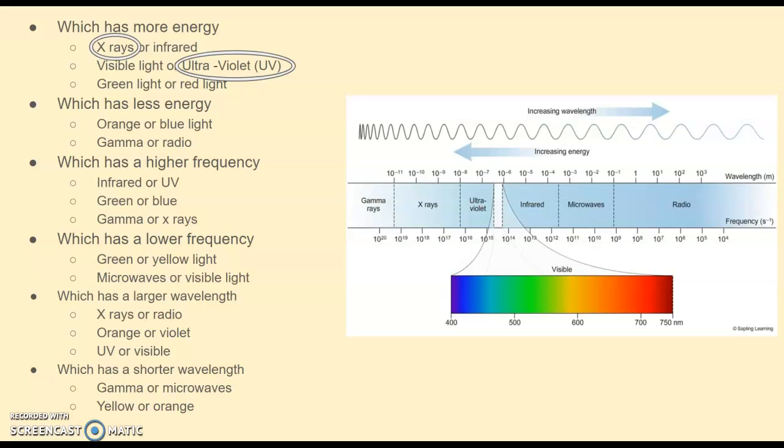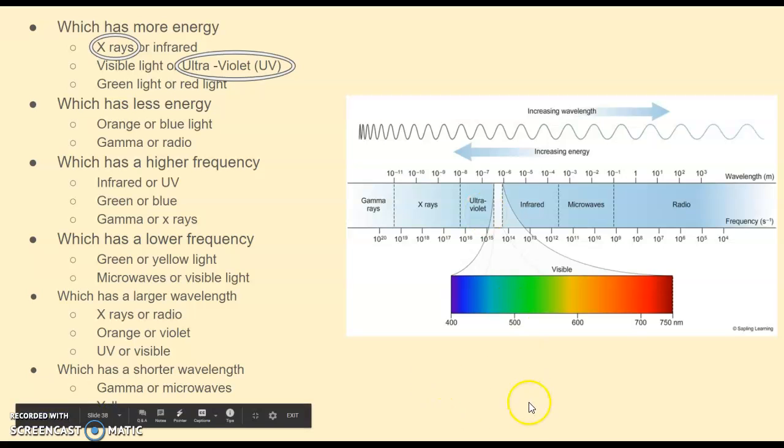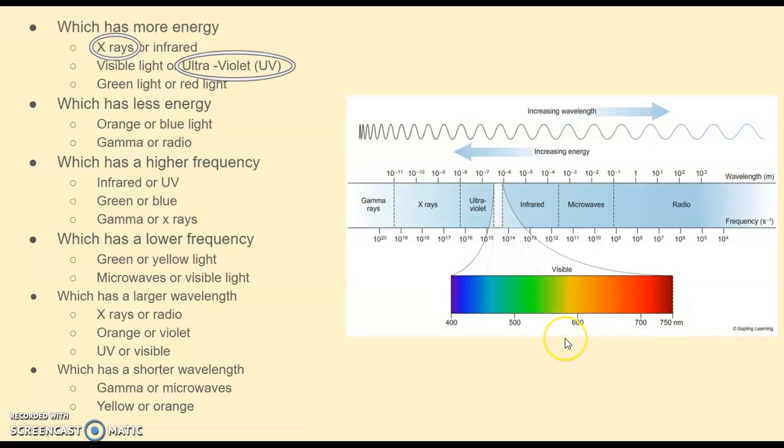Try to be guessing these in your head before I give you the answers. That way, it'll help you remember it and learn it better. Between my light, I have green light and I have red light. Which one would have more energy? Green light would. I can also ask you the opposite of this. So which one has less energy? Between orange and blue, which one would have less energy? This is going to be my orange. Which one would have less energy? Gamma rays, which are over here on my spectrum, or radio waves? Less energy would be radio.